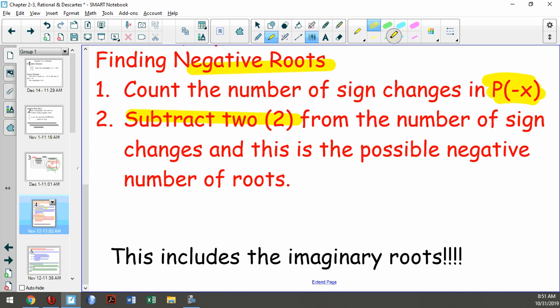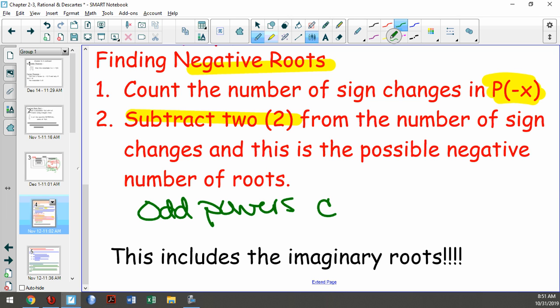Now, here's what I need your brain to understand. When you do f at negative x, the only powers that change coefficient signs are going to be odd powers. Odd powers change sign. And we're going to do an example of that in just a minute.